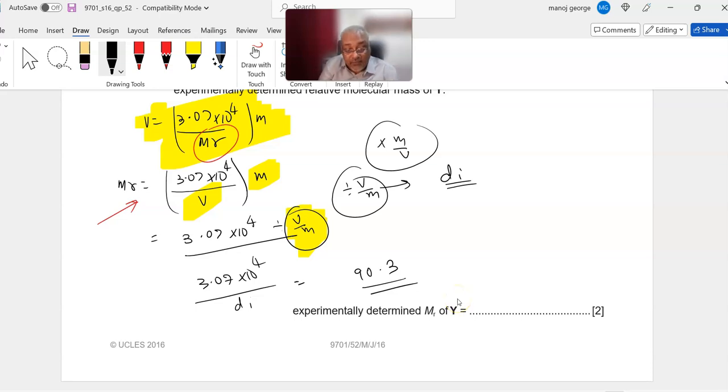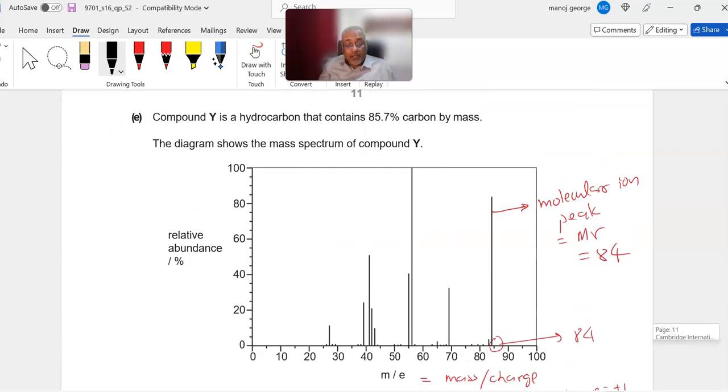So v by m is the answer of the D part 1. So that's why this whole thing got divided by the answer of the D part 1. And that's how we get this number. So remember, it's a bit of rearrangement which has happened there. And that's basically how we got this answer there.